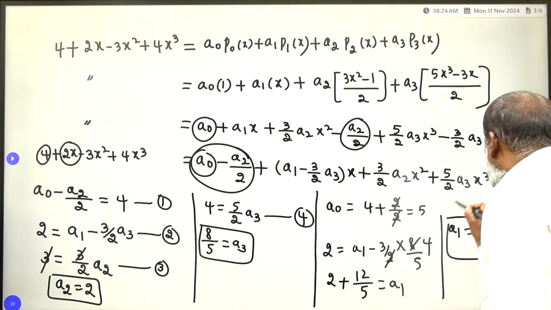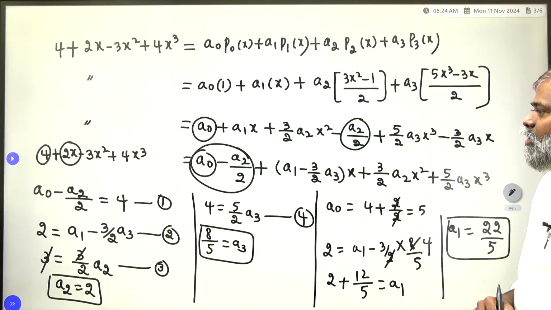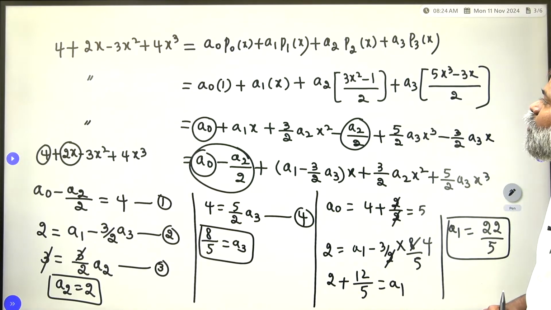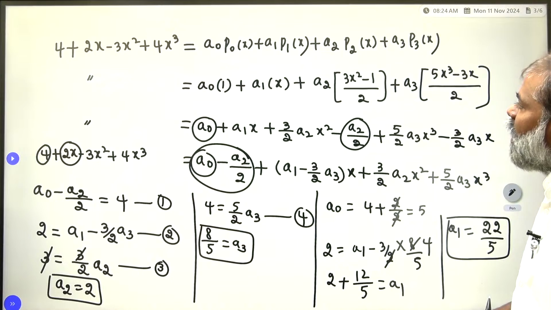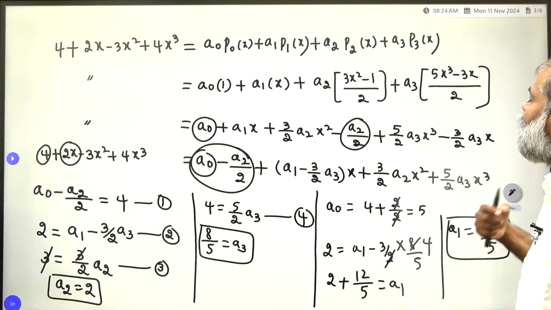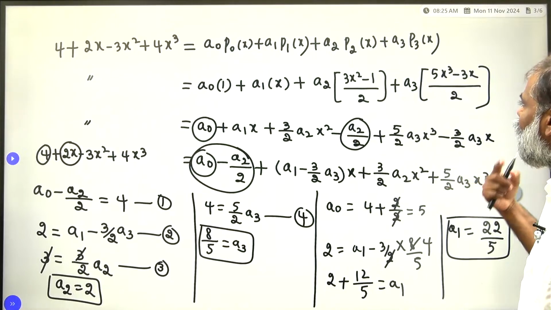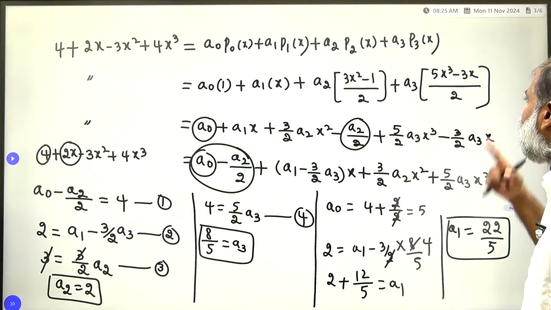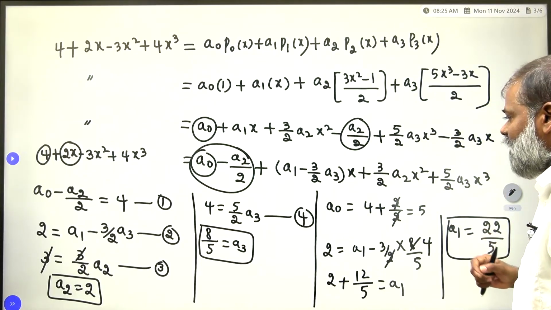Now all the values we have written. Therefore what we have to write here: a0 into p0 of x plus a1 into p1 of x plus a2 into p2 of x plus a3 into p3 of x.